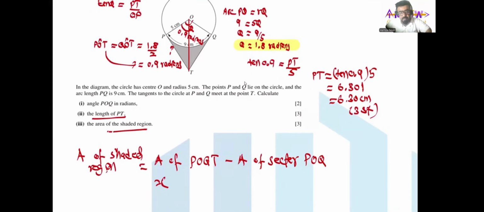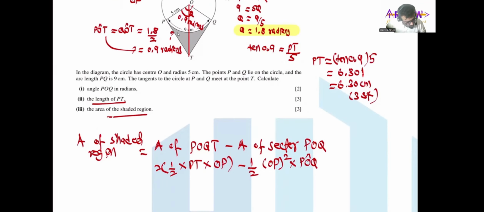Now, area of the triangle POT is half into base into height, meaning half multiplied by PT multiplied by OP. This will be the area of the triangle, and it will be multiplied by 2 in order to get the area of POQT. And then we subtract the area of the sector. Area of sector is half multiplied by R square multiplied by theta. The radius is OP, so half multiplied by OP square multiplied by the angle POQ, which we found in part 1.